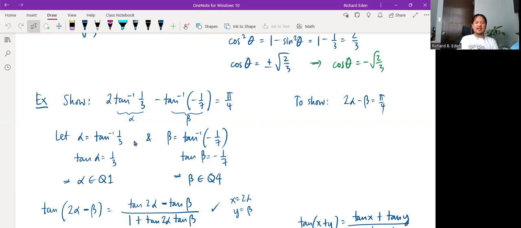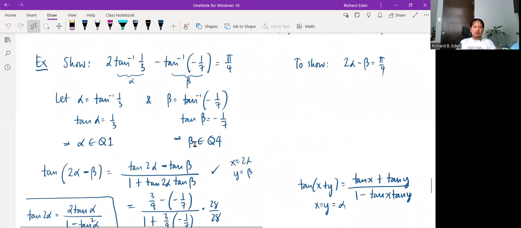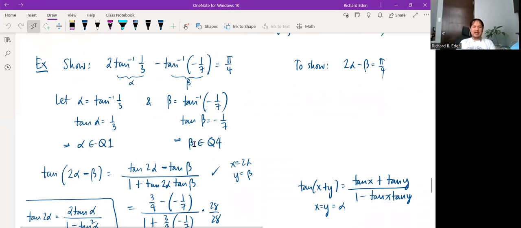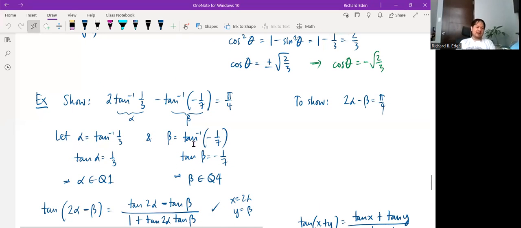Next, beta is tangent inverse of negative 1 over 7. So as a tangent inverse, that means beta is where the secant is positive, where the cosine is positive, quadrants 1 and 4, in other words. But tangent beta is a negative number, so between quadrants 1 and 4, it should be quadrant 4. Okay, so the goal then is to show that 2 alpha minus beta is equal to pi over 4.